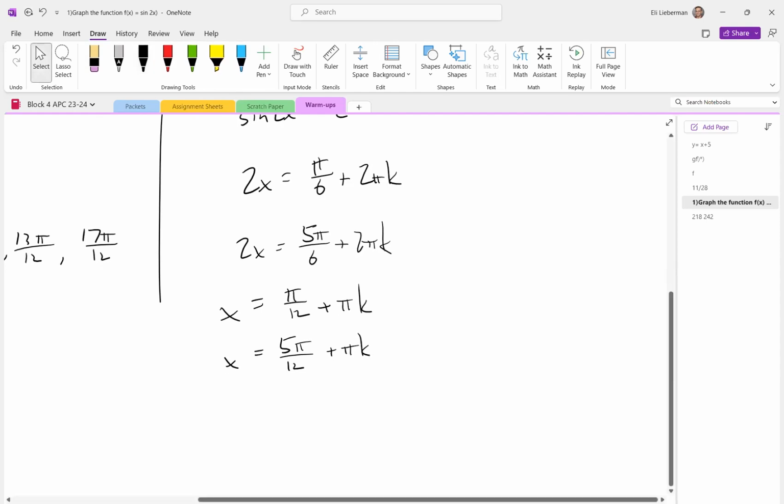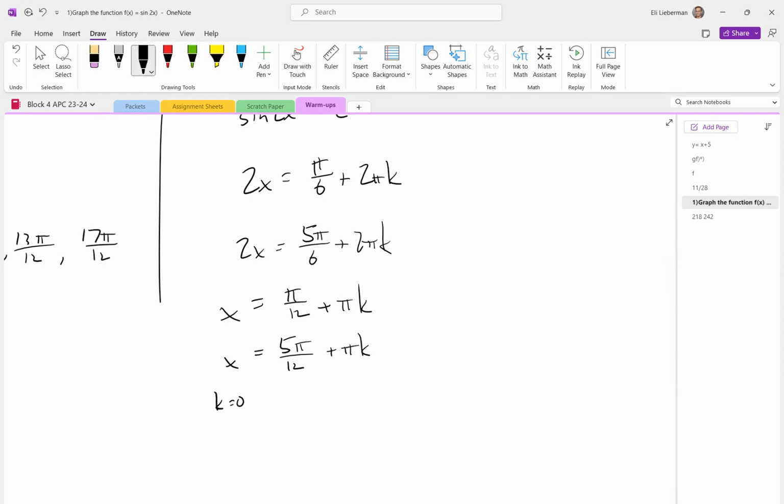So now what we could do is say, well, let's find values of k for which we have answers that lie in our range. In other words, I'm going to say that k equals 0. When k equals 0, x equals pi over 12 and 5 pi over 12. And now I'm going to see what happens when k equals 1. When k equals 1, we're left with pi over 12 plus pi, which is 13 pi over 12, and x equals 17 pi over 12.